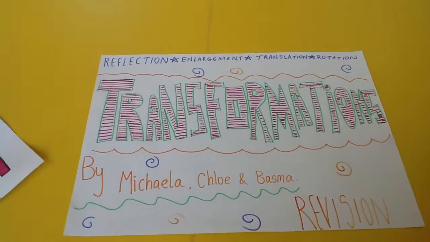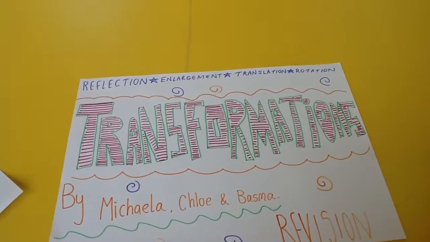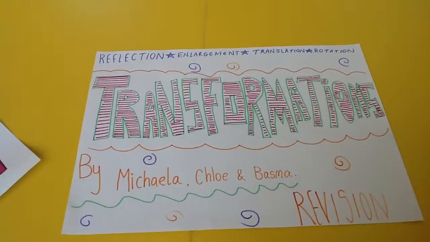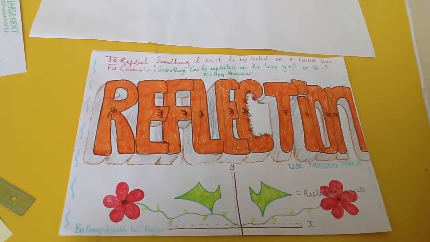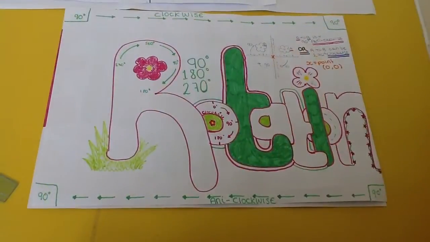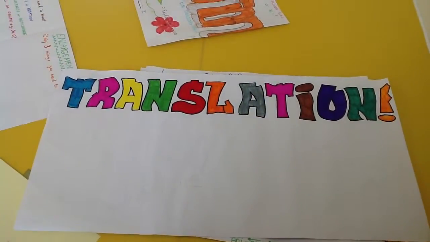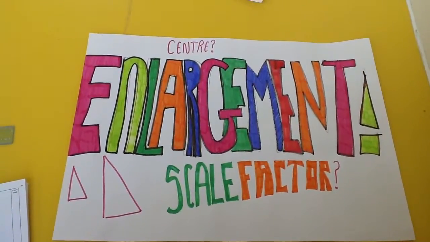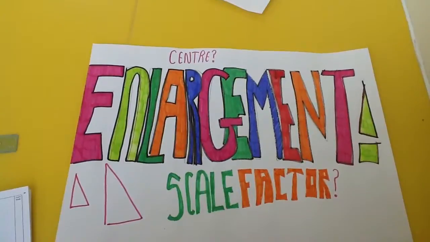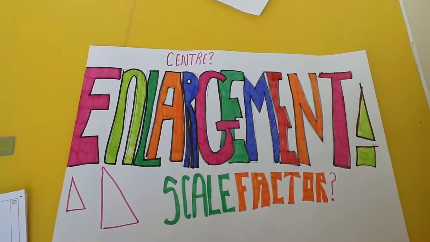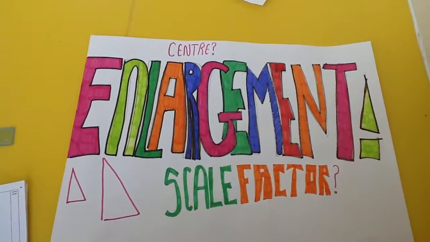This is our video all about transformations. There are only 4 major things you need to know: reflection, enlargement, rotation, and translation. Firstly, we're going to look at enlargement. You need to identify it's an enlargement, and be able to identify the centre and scale factor.